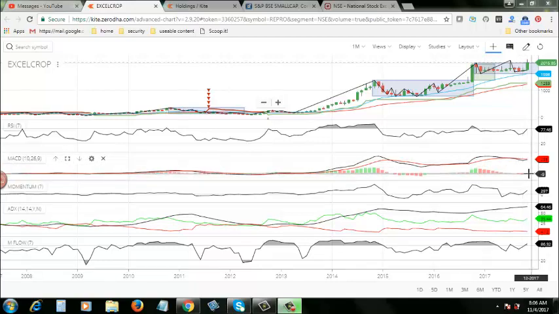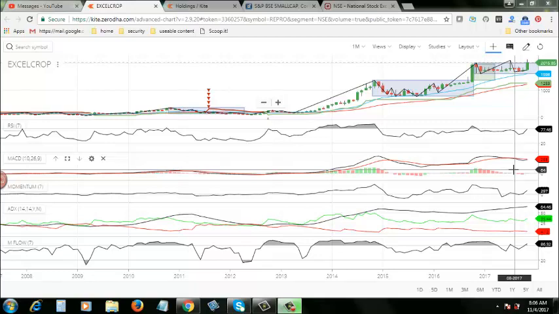And look at the MACD historical bars. The bars are populating below the baseline, which is not a good sign, and the bars are in red, which is also not a good sign. So RSI and MACD both are throwing opposite signals.